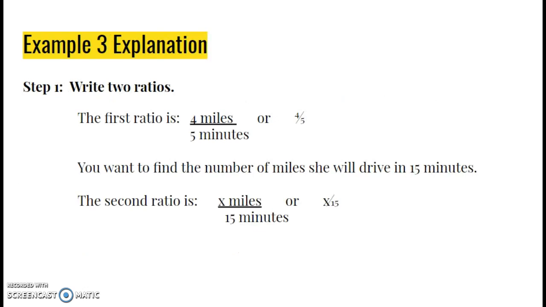So in example 3 explanation, let's look at step 1. The first thing that we're going to do is write two ratios to represent the situation. We knew that she was able to drive 4 miles in 5 minutes, so that ratio is going to be 4 over 5. And you want to find the number of miles she will drive in 15 minutes. So the second ratio, since we don't know the number of miles, we're going to use an x. So it's x over 15.